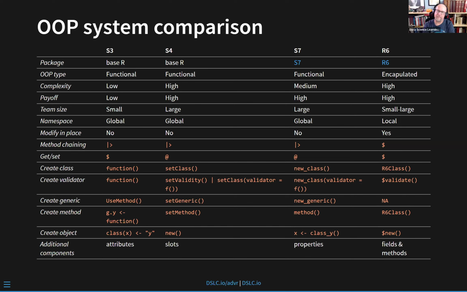People were like, oh, is S7 going to replace R6? Not really, because it's different. It's a different goal. It is functional, not encapsulated, and that makes it very different.